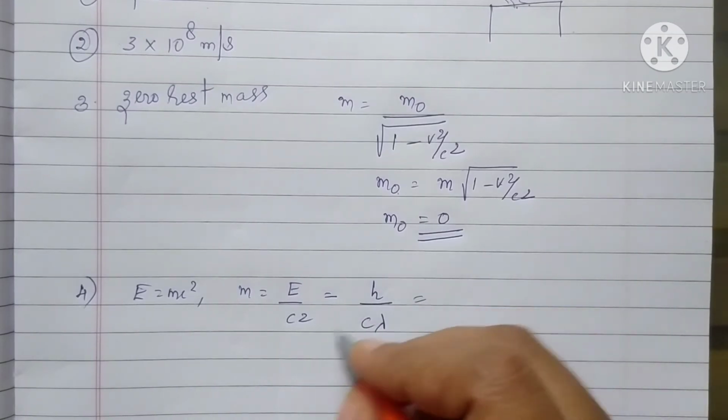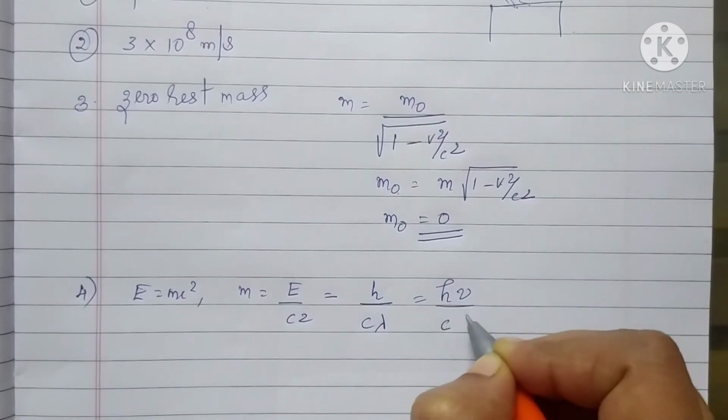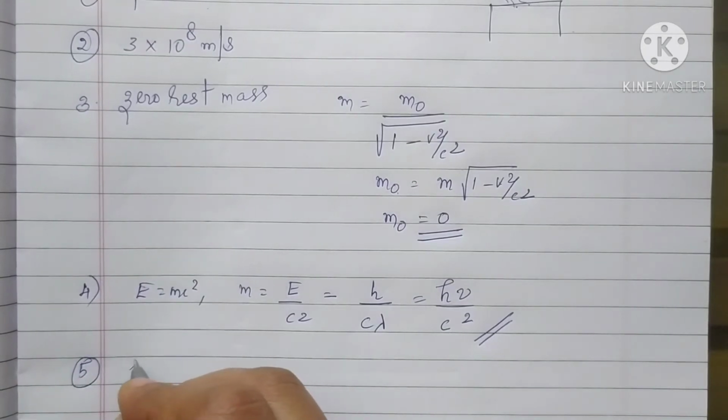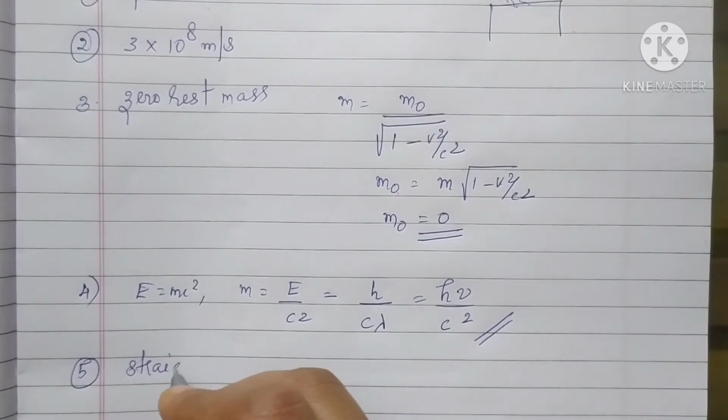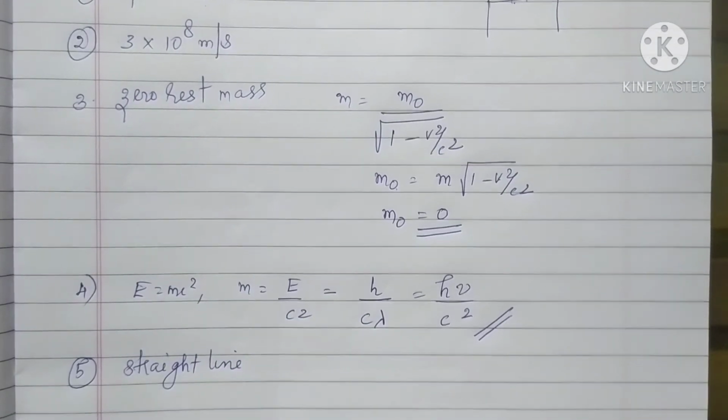Or you can write lambda as nu by c, that is c square, h nu by c square. Clear? Next point is photons travel in a straight line.